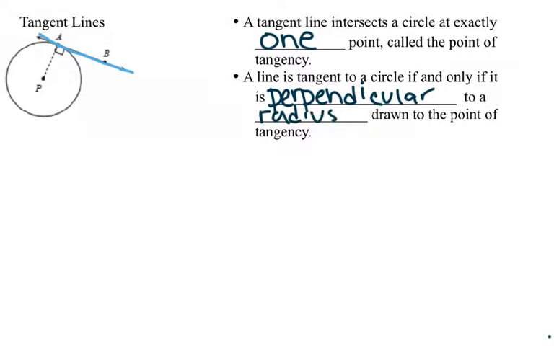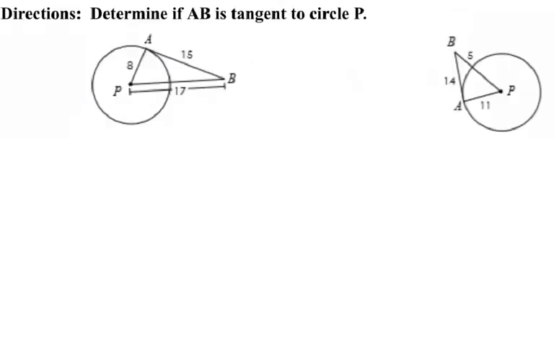So that blue line is only perpendicular if the point of tangency is on the radius. So what happens is you make a right angle, and then you can start to do stuff like right triangles and use Pythagorean theorem, things like that. Okay, so we're going to determine if AB is tangent to circle P. In order for that to happen, this has to be a right angle. So that's that theorem we just talked about. In order for it to be a right angle, Pythagorean theorem has to be true.